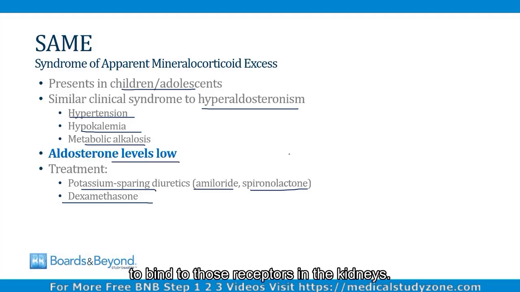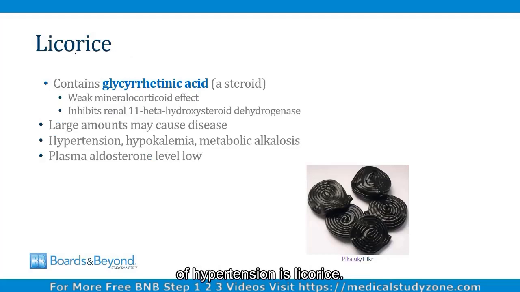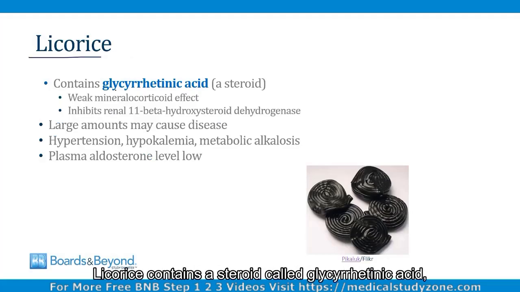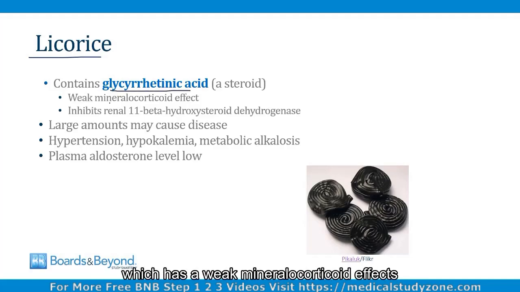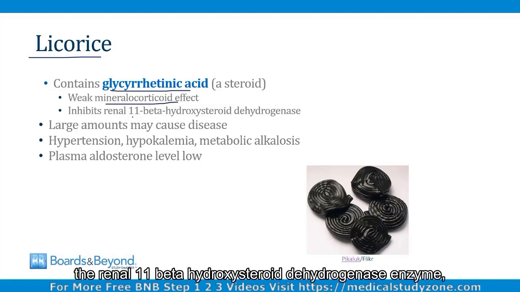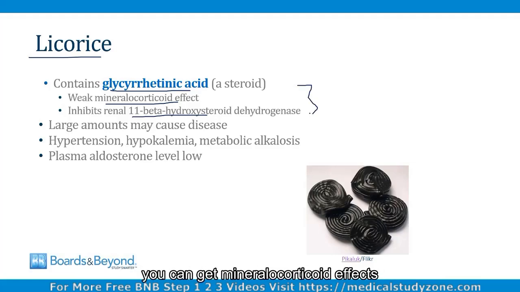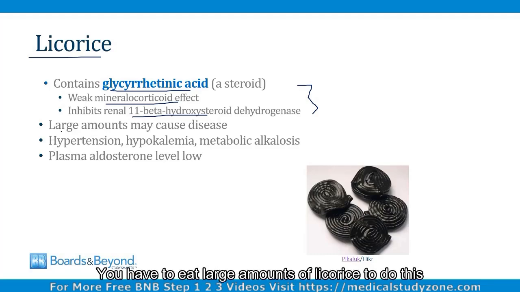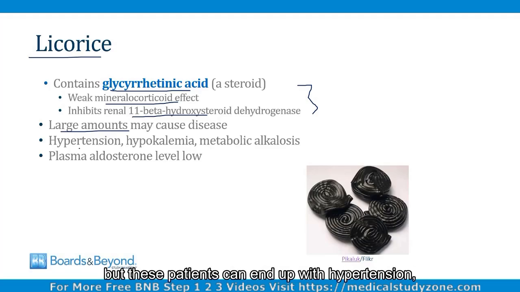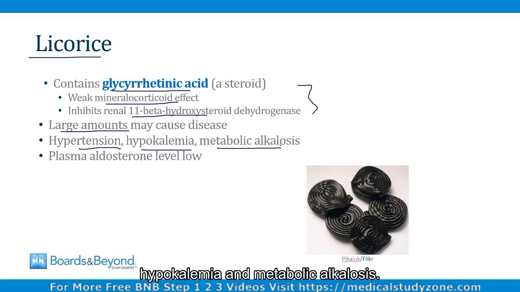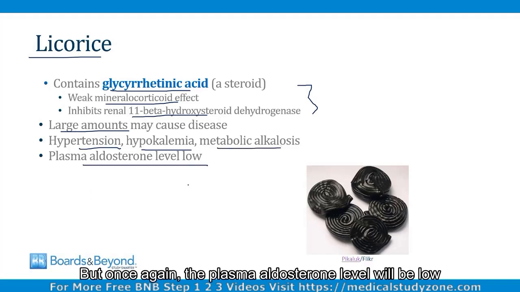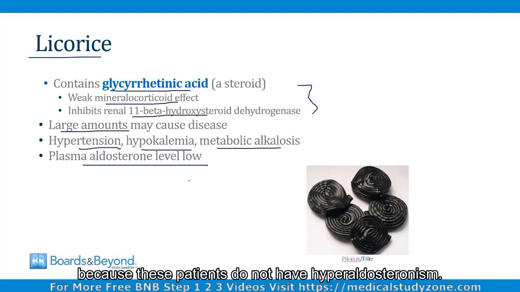And then the final low renin cause of hypertension is licorice. Licorice contains a steroid called glycyrrhetinic acid, which has a weak mineralocorticoid effect, so it can somewhat mimic aldosterone, and in addition, it inhibits the renal 11-beta-hydroxysteroid dehydrogenase enzyme, similar to what happens to patients with SAME. So through both of these mechanisms, you can get mineralocorticoid effects, and that can cause symptoms similar to primary aldosteronism. You have to eat large amounts of licorice to do this, but these patients can end up with hypertension, hypokalemia, and metabolic alkalosis. But once again, the plasma aldosterone level will be low because these patients do not have hyperaldosteronism.